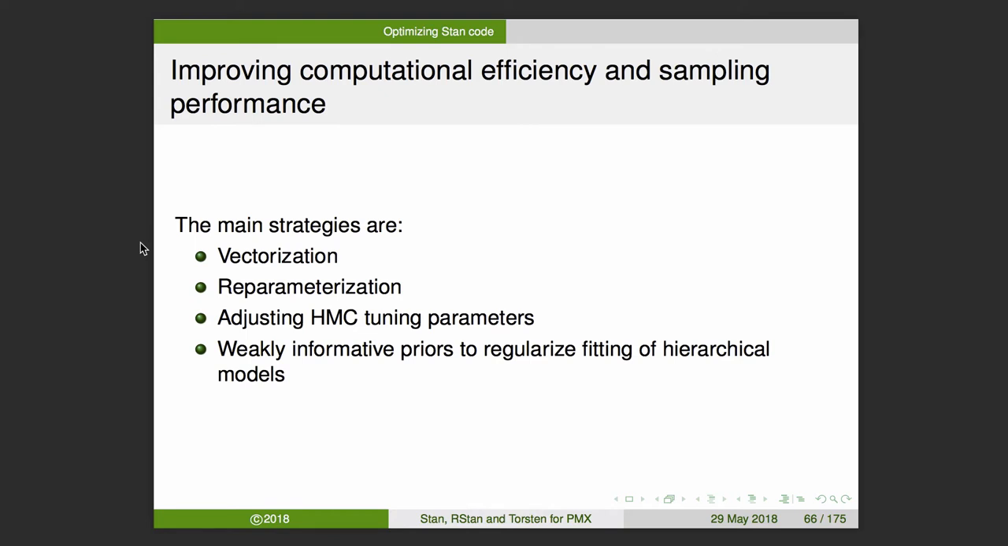So, improving computational strategy and sampling. The main strategies for simple computational efficiency have relatively little to do with the sampler per se, but more to do with the rest of the calculations: vectorization, particularly of any of the likelihood statements or anything that involves the stochastic part of the model. Reparameterization, to deal with problems where in the standard parameterization you may be dealing with really difficult-shaped posteriors, and sometimes that can help relieve that. And directly adjusting some of the HMC tuning parameters yourself.